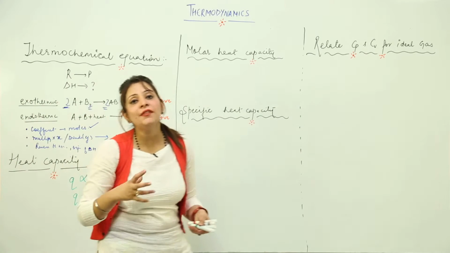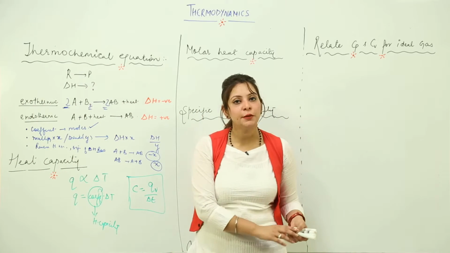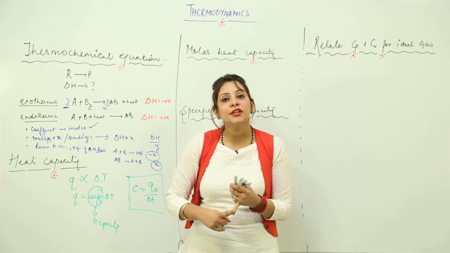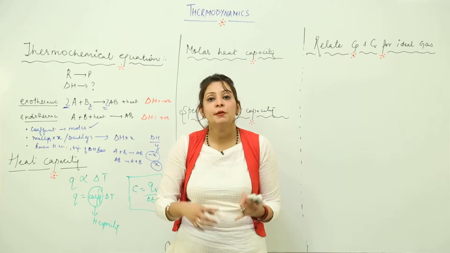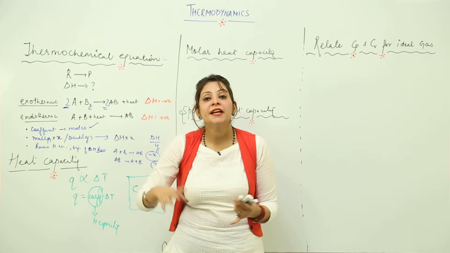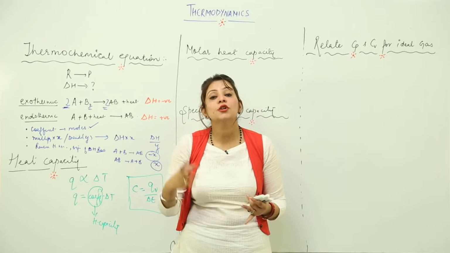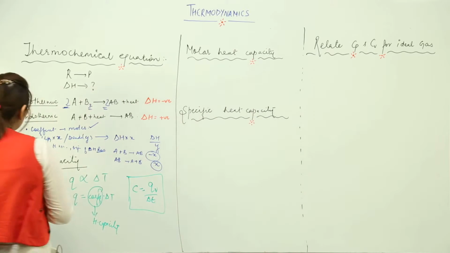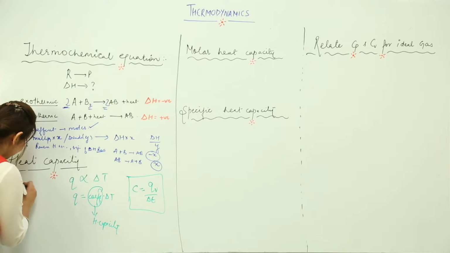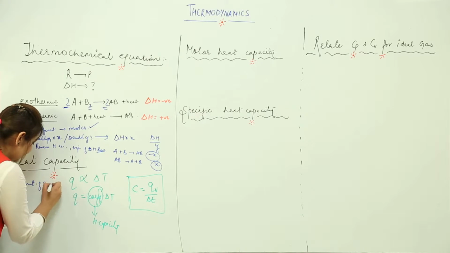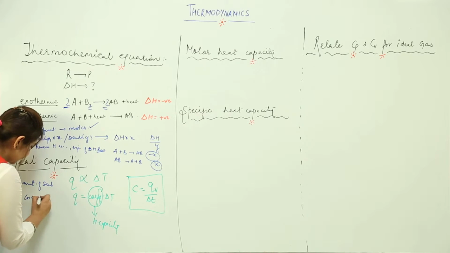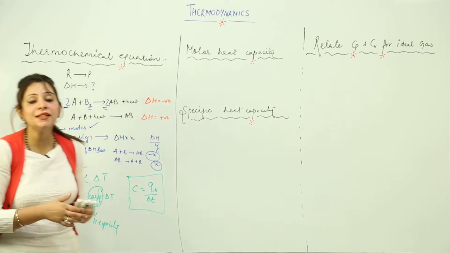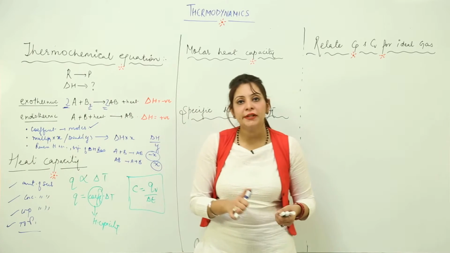Now, there are many factors on which this heat capacity actually depends. See, heat capacity actually depends upon the nature of the substance, it depends upon the composition of the substance, it depends upon the amount of substance, and it will also depend upon the condition of temperature and pressure. I will write here. So on what factor does this C depend actually? It depends upon the amount of substance, it depends upon the concentration of substance, composition of substance, and also the condition of temperature and pressure. So these are the factors on which the heat capacity actually depends.